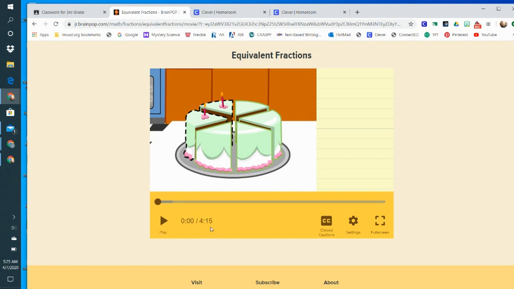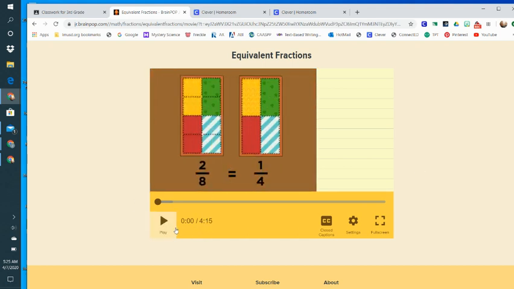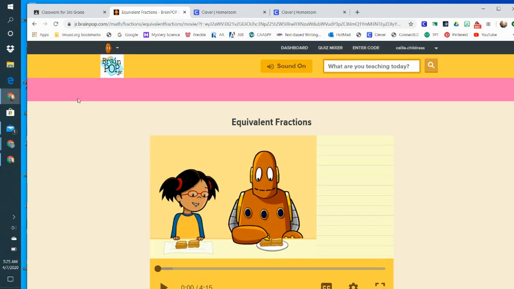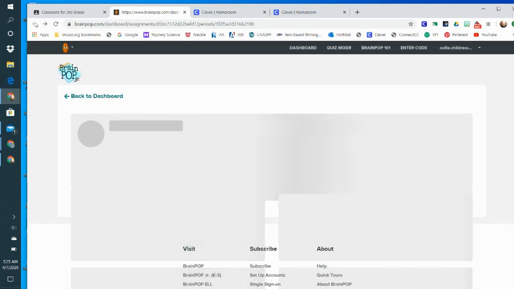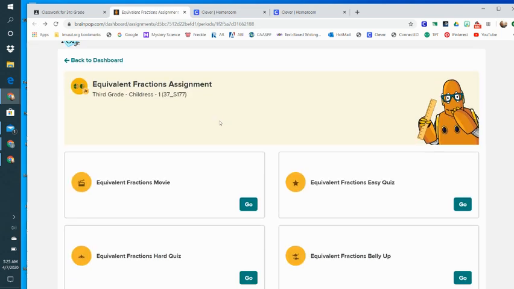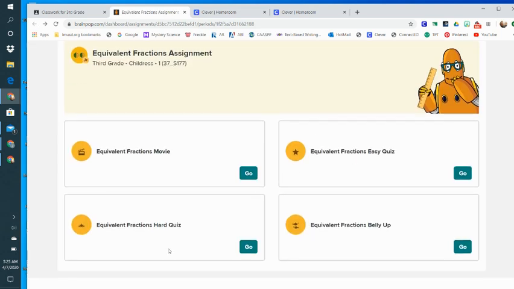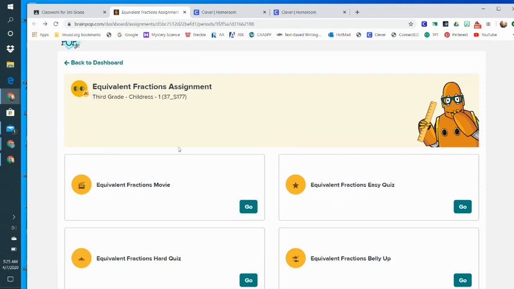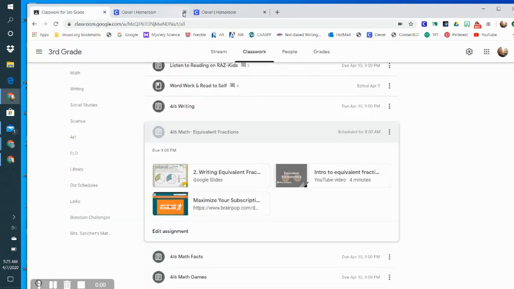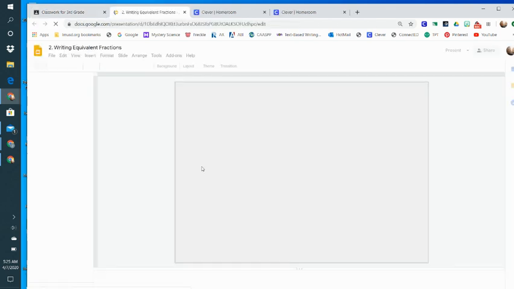Then you'll see the video is about 4 minutes and 15 seconds. Play the video, watch it. When you're done, you can hit the back button. And then you can go in and try the quiz and the harder quiz and then the little joke. After you've done those little activities, you can exit out of there, go back to our classroom, and go into the Google Slides for today.